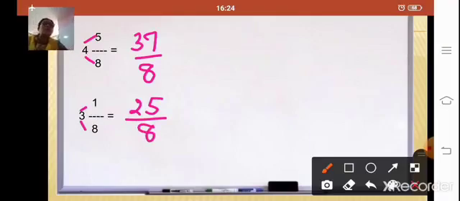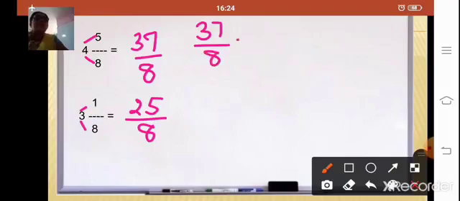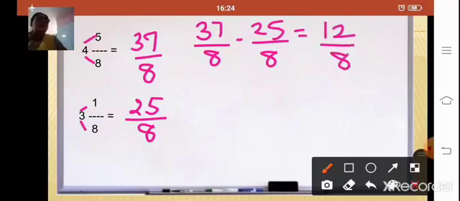Now you can easily subtract. So to find out how much flour was used more than sugar, we will subtract. That is 37/8 minus 25/8. Now 37 minus 25 is 12/8, which is an improper fraction.